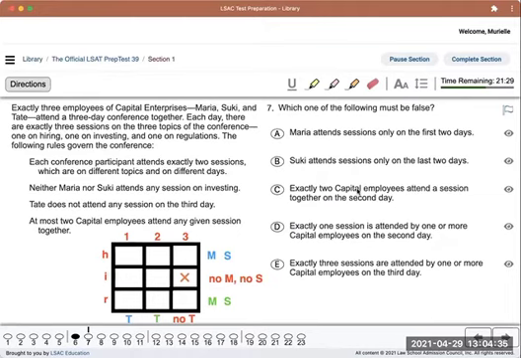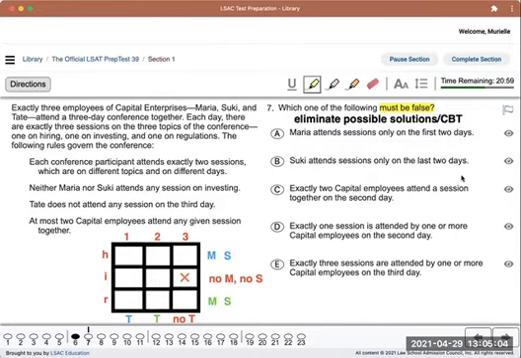All right, which one of the following must be false? So cannot be true, must be false. That means that we can eliminate possible solutions, things that could be true. So we're eliminating things that could be true.